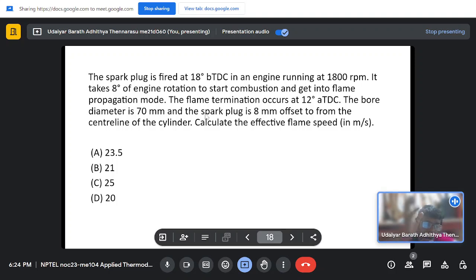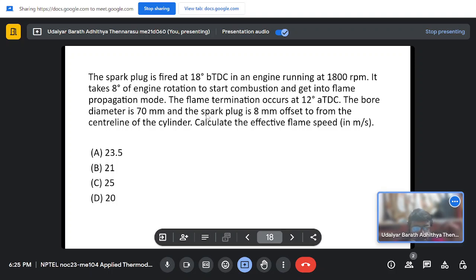Practically, what will happen is, while the compression process is taking place, you ignite a spark. This is ignited 18 degrees before, in terms of crank angle, so 18 degrees before it reaches the top dead center. That's what is given. The spark plug is fired at 18 degrees before TDC in an engine running at 1800 RPM. It takes 8 degrees of engine rotation to start combustion. That is the delay period, and then it gets into flame propagation mode. Then the flame termination occurs at 12 degrees after top dead center.